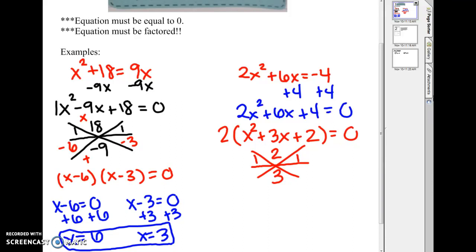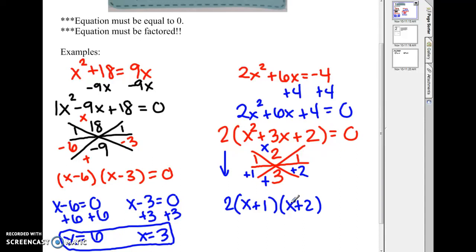Now I've solved the puzzle. What multiplies to 2 but adds to 3? Well, hopefully you know it's positive 1 and positive 2. Ask yourself, can you reduce? No, I can't reduce. So I bring down this 2 and I have x plus 1. And then on this side will be x plus 2.